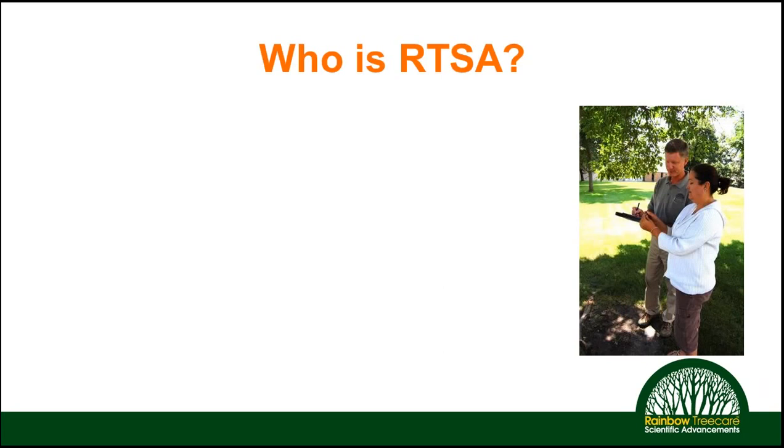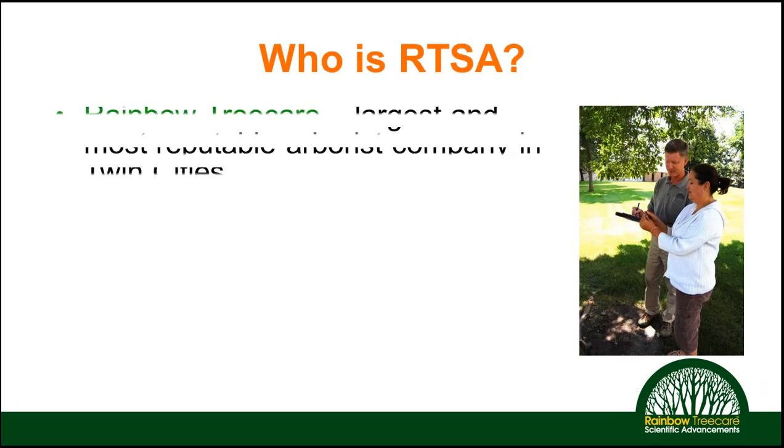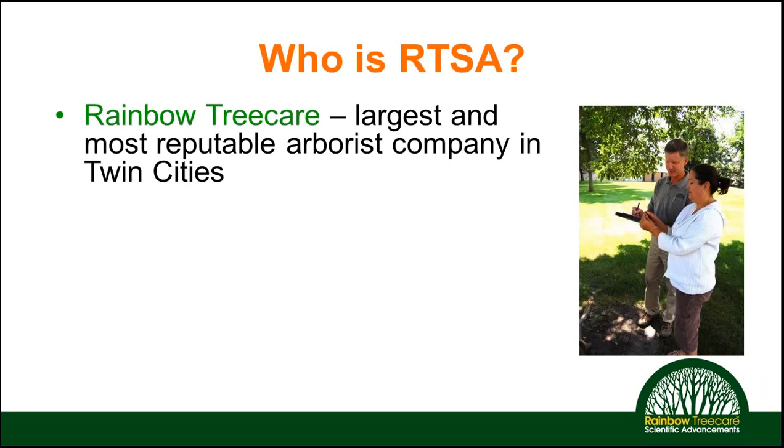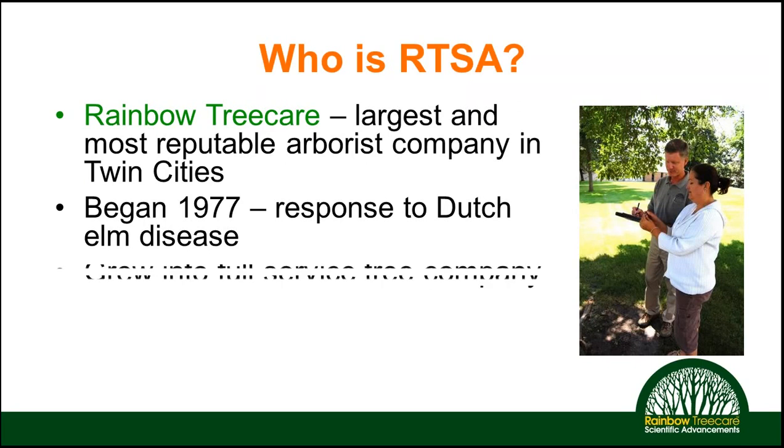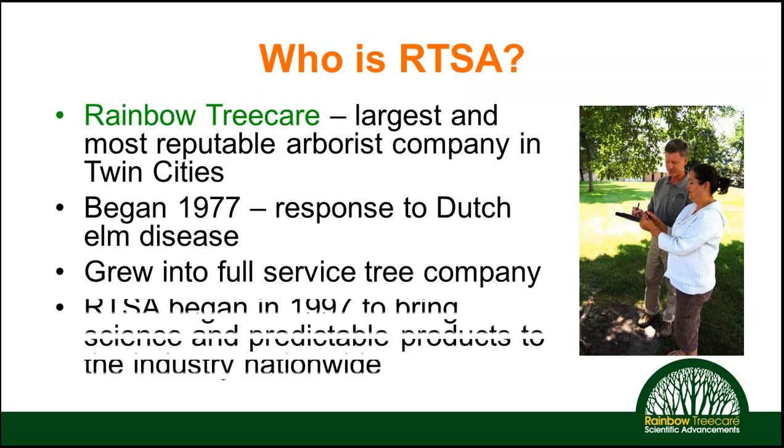Who is Rainbow Tree Care Scientific Advancements? We originally started out as Rainbow Tree Care, and currently we service quite a few clients in the Minneapolis-St. Paul area. But originally Rainbow started back in the 70s when the founder, Tom Prosser, came up with a product called Arbortech. And Arbortech is a systemic fungicide that is used to prevent Dutch elm disease. And this is where his business started. And then since then, they've grown into a full-service tree care company.